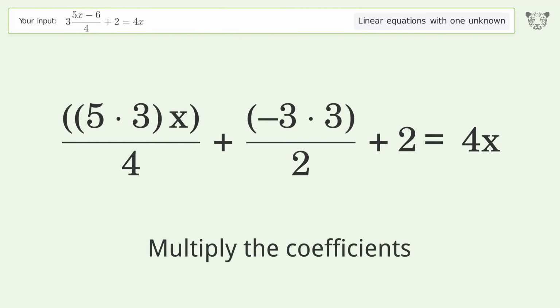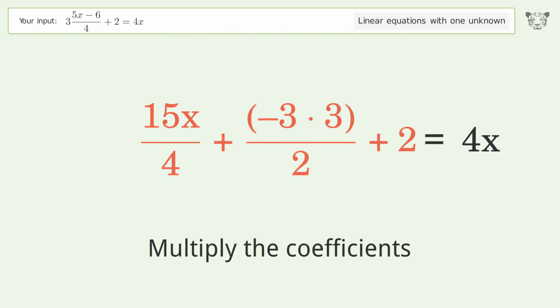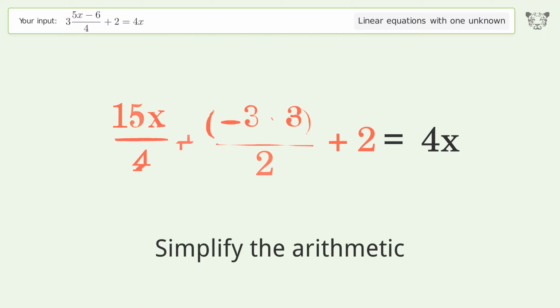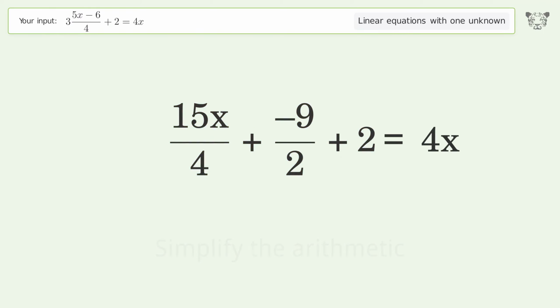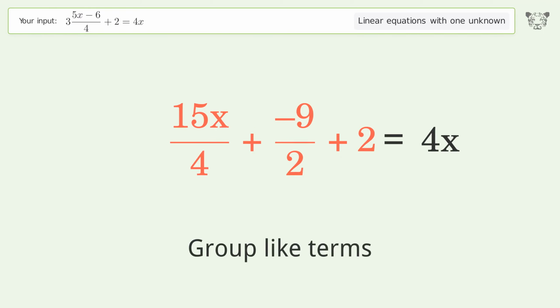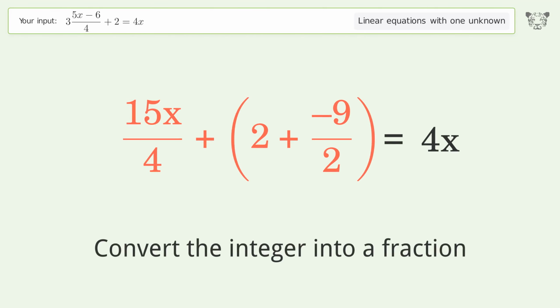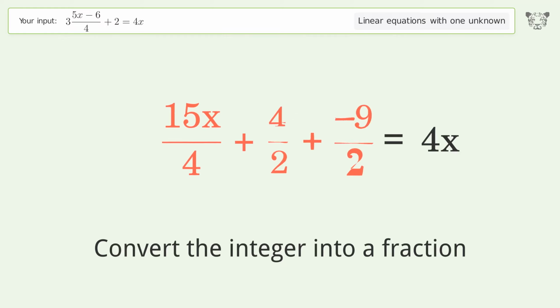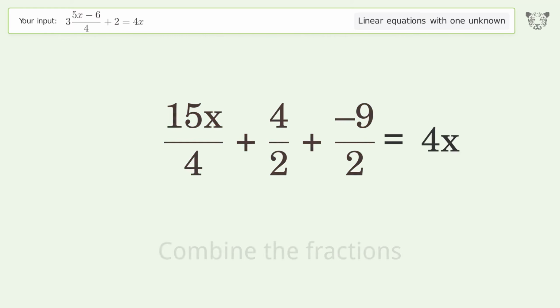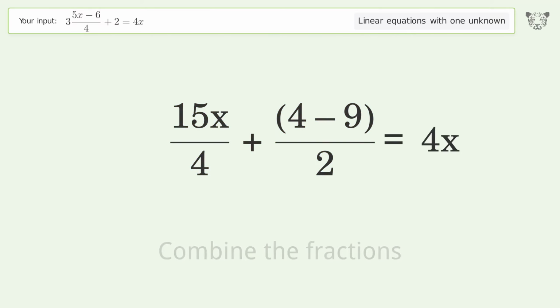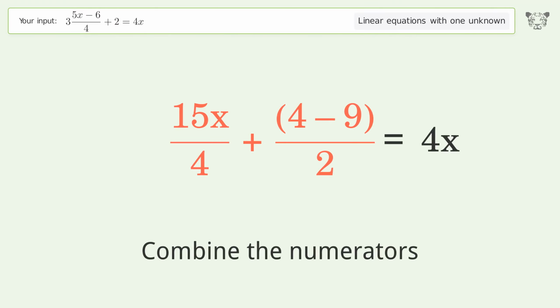Multiply the coefficients. Simplify the arithmetic. Group like terms. Convert the integer into a fraction. Combine the fractions. Combine the numerators.